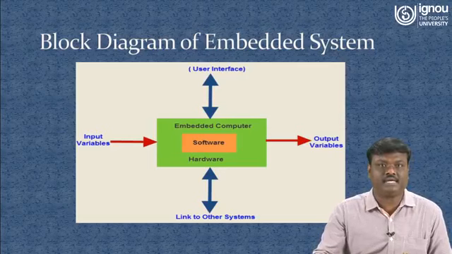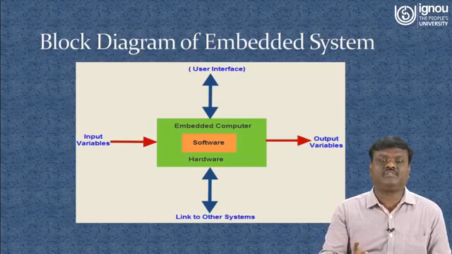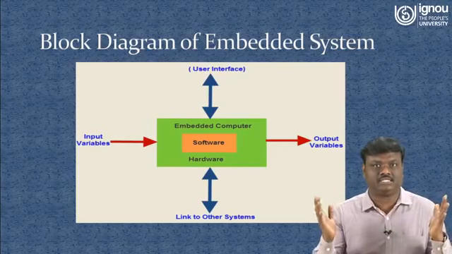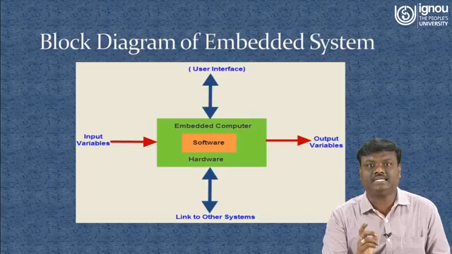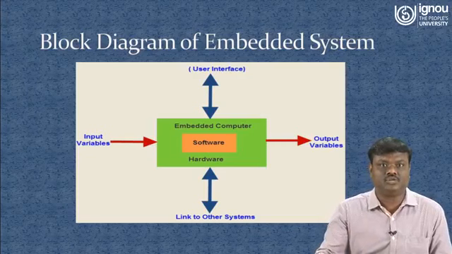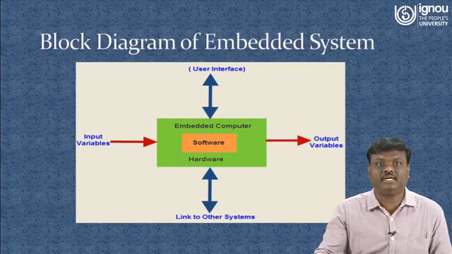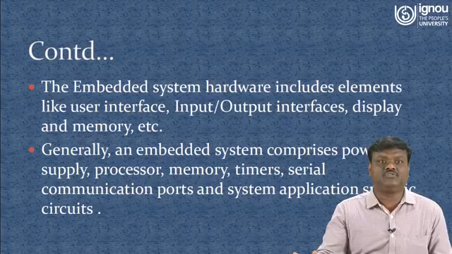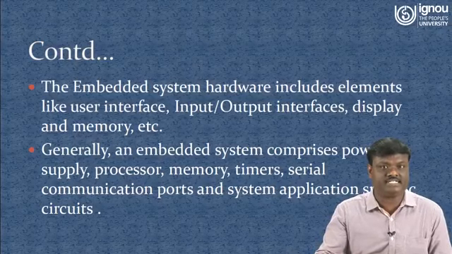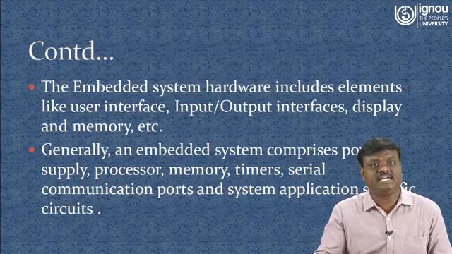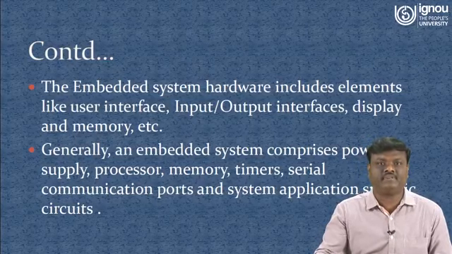So you can see one part is the interface part and the other part is linking to the other systems. As we are talking about most of the embedded systems, they are part of a larger system. So when they are part of the larger system, this particular embedded system may be connected to the other systems also. This particular diagram on your monitor is called the block diagram of the embedded system. So the embedded system hardware includes elements like the user interface, as we had seen, the input output interfaces, display and memory. Generally an embedded system comprises a power supply.